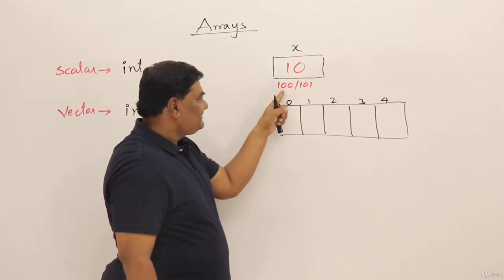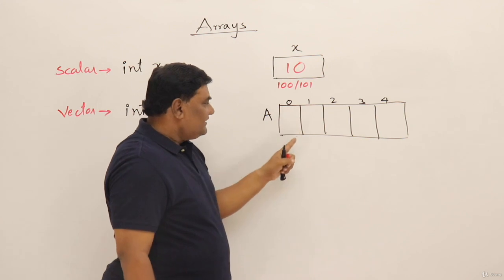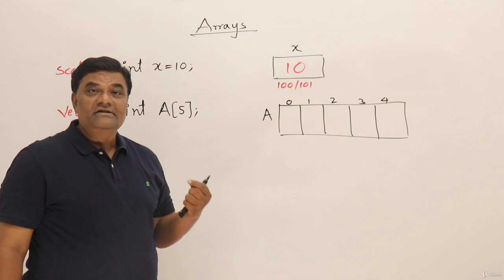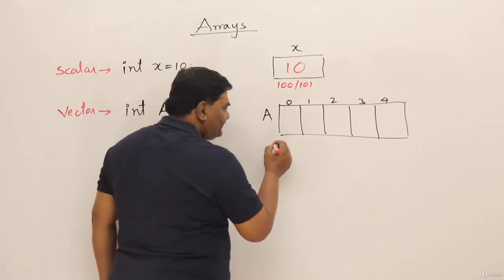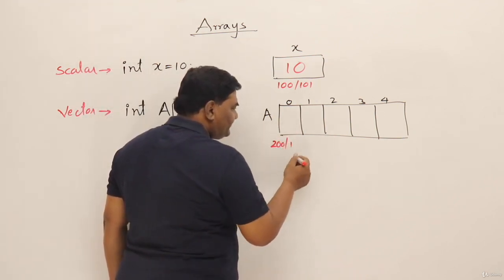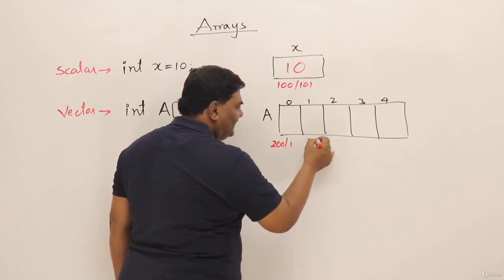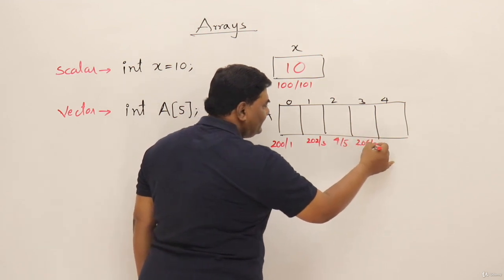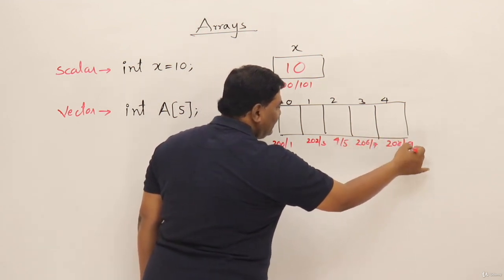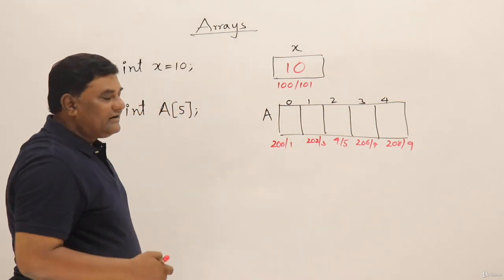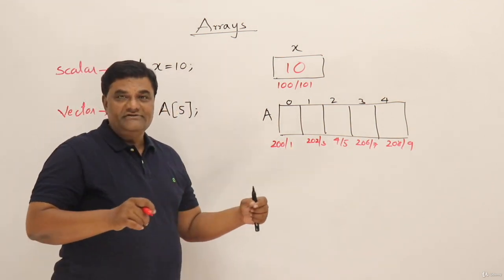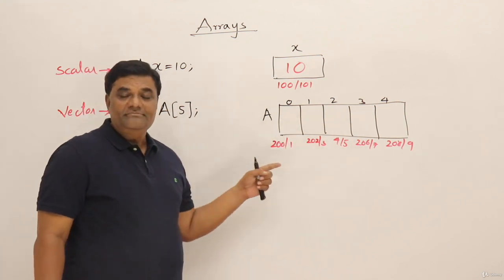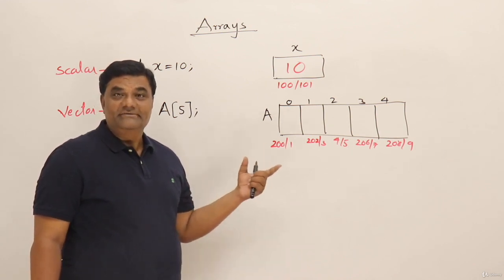The memory allocated for x is 100 and 101. For 5 integers, a total of 10 bytes of memory will be allocated if the integer takes 2 bytes. For example, the first byte address is 200, then the next byte is 201, so this is 202 and 203, 204 and 205, 206 and 207, 208 and 209. So the memory is allocated contiguously. All the locations will be side by side. For 5 integers, a total of 10 bytes of memory is allocated together as a single block.